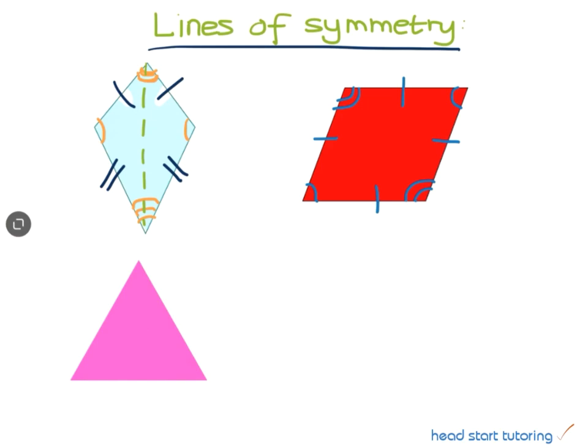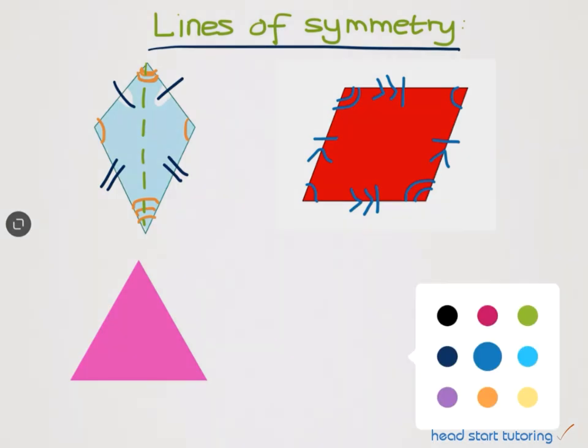And we also know that opposite sides are parallel in our rhombus. So we put one arrow there and one arrow there. We'll put two arrows there and two arrows there to indicate our parallel lines. Right, so that's just to help you in terms of labeling your rhombus when you are drawing it.